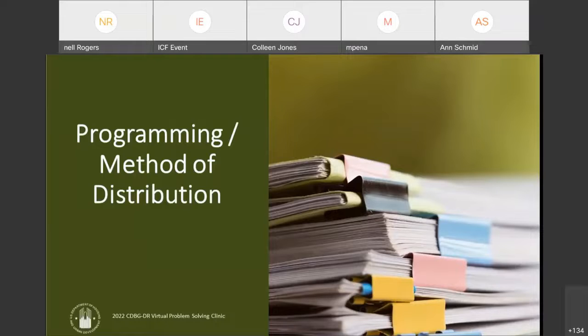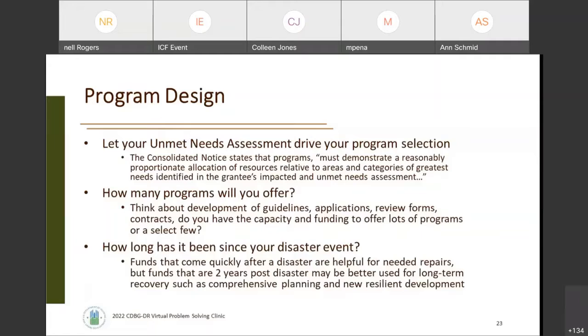All right, so I want to take a few minutes and just talk you through some helpful hints in programming your method of distribution for your CDBG-DR funds. So what you'll need to do when you start designing your programs is to really look at that unmet needs assessment and let that unmet needs assessment guide you.